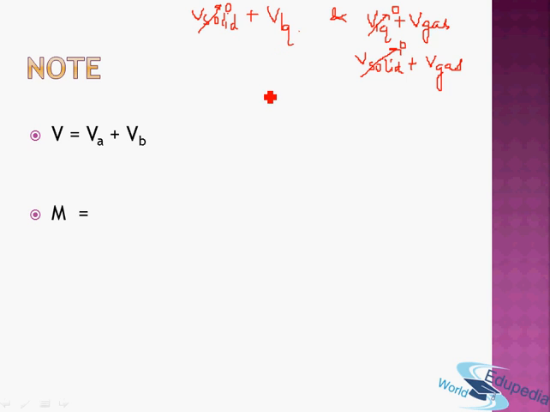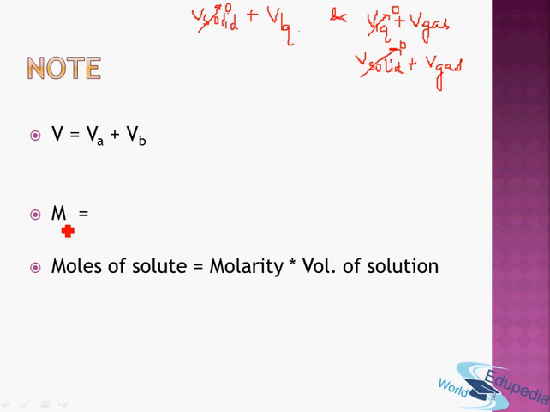Next point that you have to note here is that molarity is moles by volume. Let's say N is moles of solute, V is volume of solution. So molarity M is equal to N by V. Here I can simply take volume to the left side. If I take volume to the left side, what do I get? Molarity multiplied with volume of solution is equal to moles of solute. So this is another relation that we can derive from here, that is, moles of solute is equal to molarity multiplied with volume of solution.